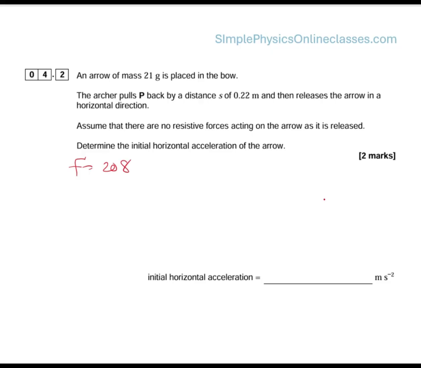What was it asking? Then releases the arrow in the horizontal direction. Assume that there are no resistive forces on the arrow as it's released. Determine the initial horizontal acceleration. So that is now equal to ma. So 208 is equal to, don't forget that's in grams, 0.021 kilograms. Sorry, we've got to work out a, haven't we? So a is 208 over 0.021. Put it in your calculator, and that'll give me 9,900 to two significant figures.